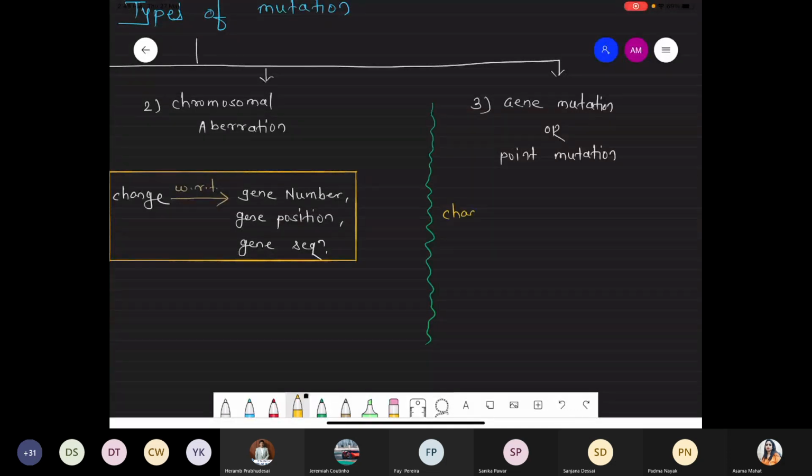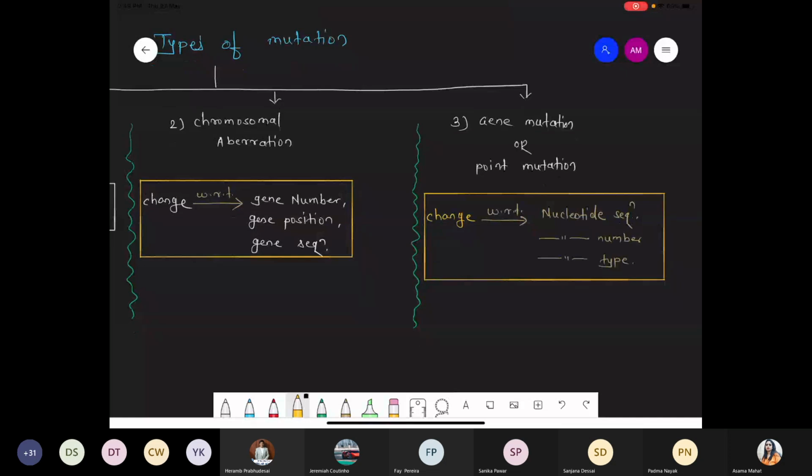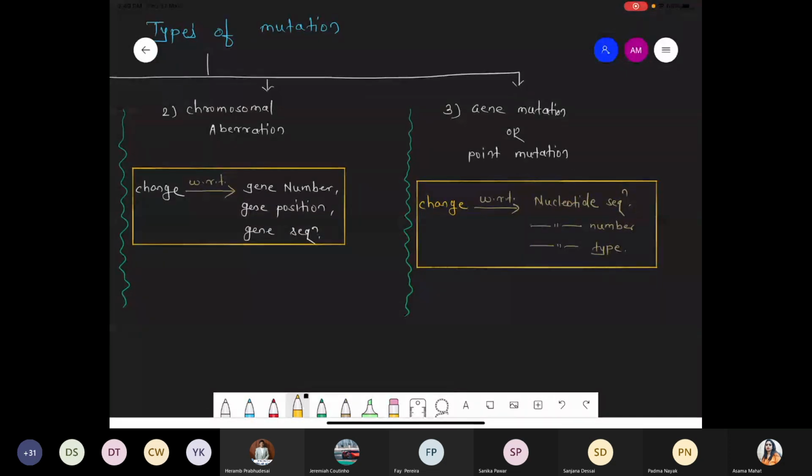So simply the last one, gene mutation, simple meaning is a change with respect to nucleotide. You know very well what is the meaning of nucleotide, right? Nucleotide sequence, even nucleotide number, and as well as nucleotide type, means ATGC, whatever is there, purine is there, pyrimidine is there, on the basis of that. So if there is a change with respect to any nucleotide, such kind of mutation is called gene mutation. We are talking about a typical definition for the point mutation.